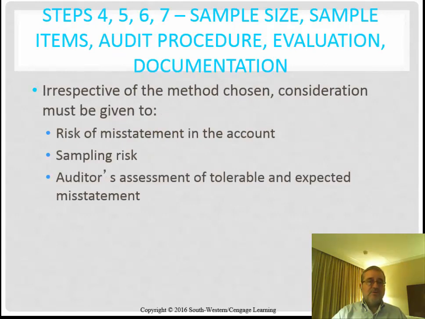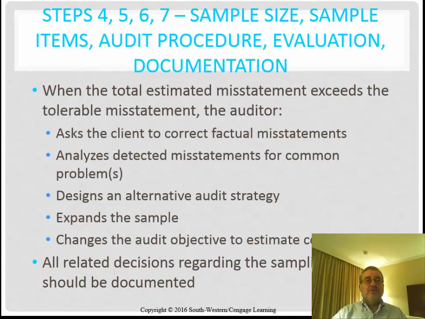Irrespective of the method chosen, consideration must be given to the risk of material misstatement, sampling risk, and the auditor's assessment of the tolerable and expected misstatement. When the total estimate of the misstatement exceeds the tolerable misstatement, the auditor asks the client to correct the factual misstatements, analyzes the misstatement for common problems, and determines an alternate strategy for evaluating the results, possibly expanding the sample. We may even change the audit objectives to estimate the correct value. All these related decisions regarding the sampling process should be documented.